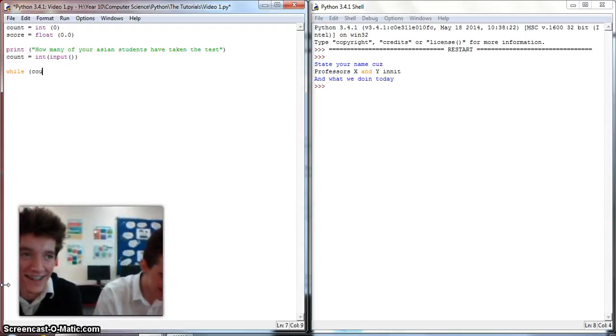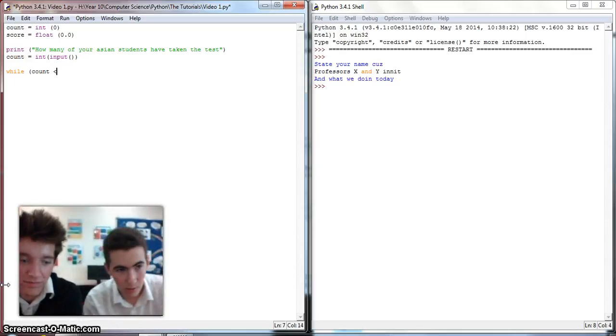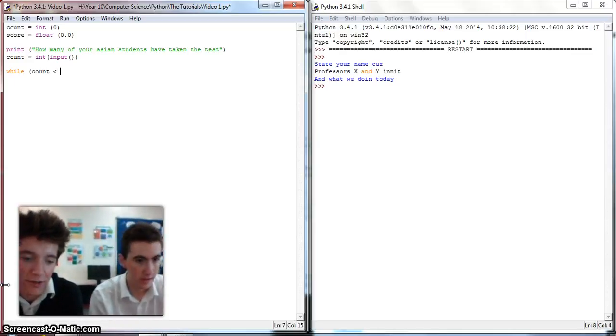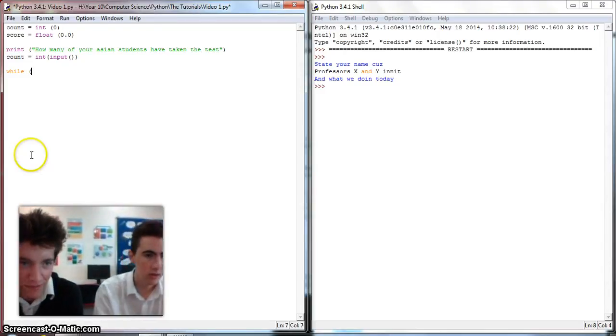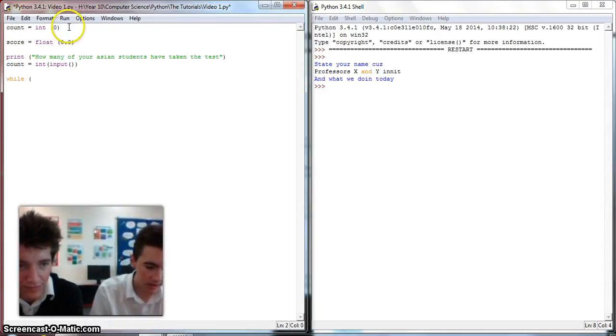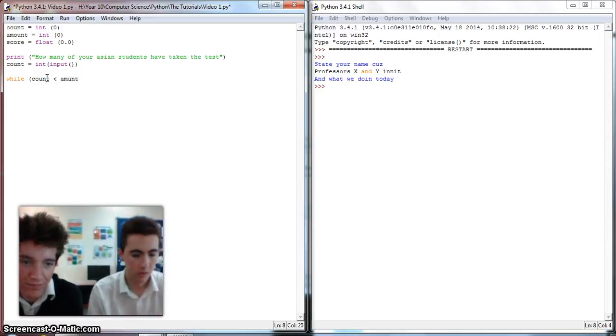While count is less than or smaller than, let's say. Get this done in 2 minutes. No, hang on, we're on 8 minutes already. Alright, so we need something else now. We need the amount of Asian students. I can't even understand what we've filled 8 minutes with. Alright, 8 minutes and 7 seconds. While count is smaller or less than the amount, so that means while it isn't equal to.